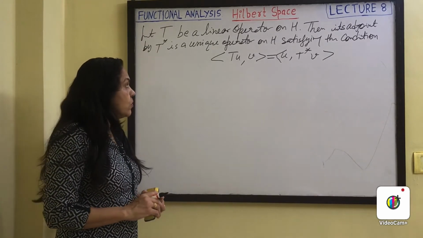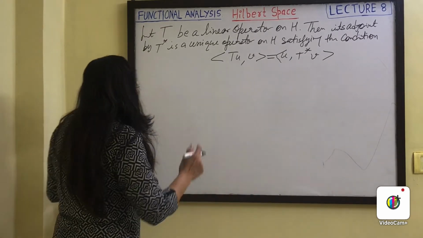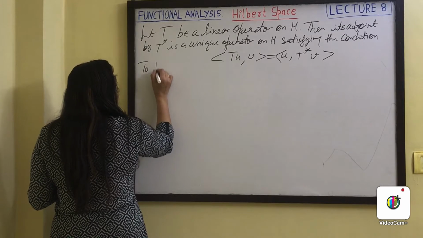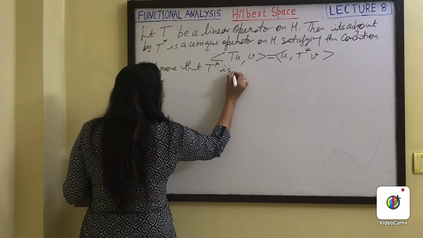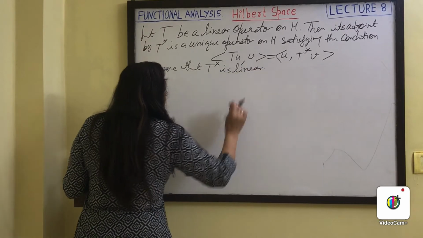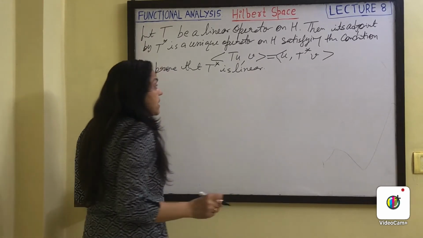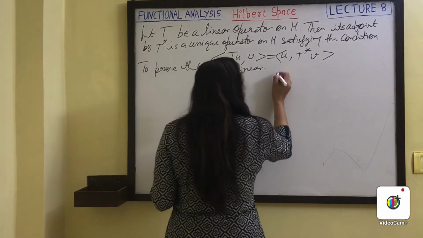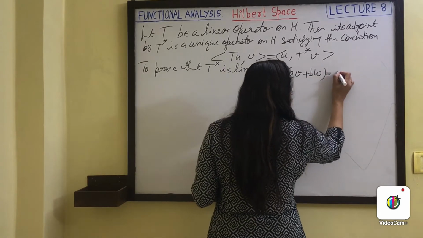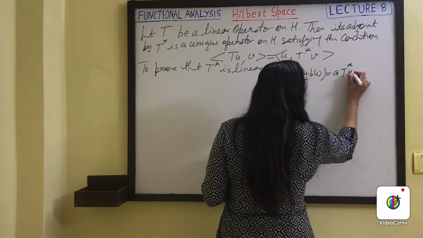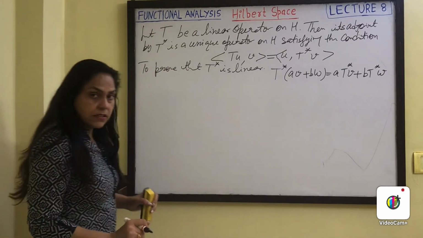Okay, so now we will be proving T star is linear. To prove that T star is linear, so it is a linear operator, and for proving T star is a linear operator, we have to prove T star of a v plus b w is equal to a T star of v plus b T star of w. So we have to prove this.